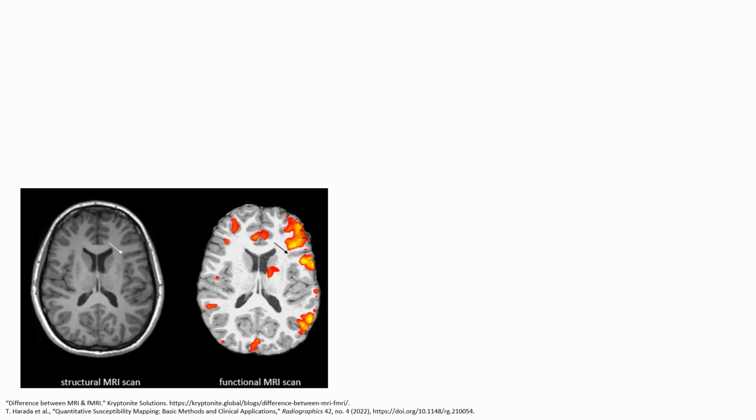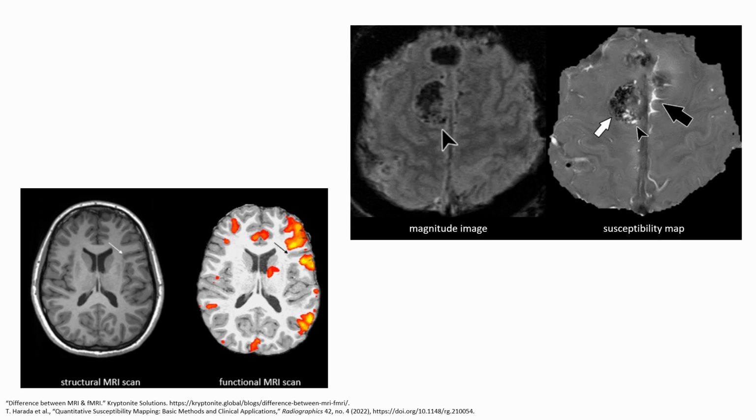Another up-and-coming technique is quantitative susceptibility mapping, or QSM. This enhances the phase shifts caused by magnetically susceptible particles, allowing you to see and differentiate between diamagnetic and paramagnetic particles, as indicated by the white and black arrows in the image, respectively.